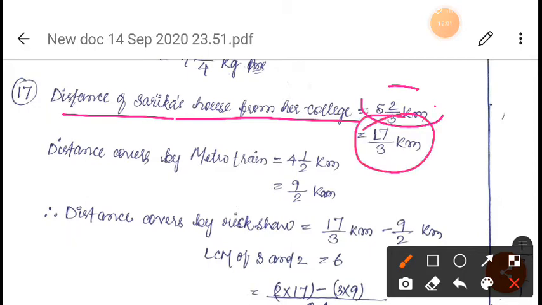Now the distance she covered by metro train is 4 1 by 2 kilometers. So it will be 4 twos are 8, plus 1 is 9, so 9 by 2 kilometer. The next distance, covered by rickshaw, is this one minus this one. You will get this, right?